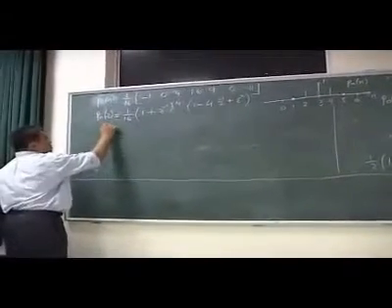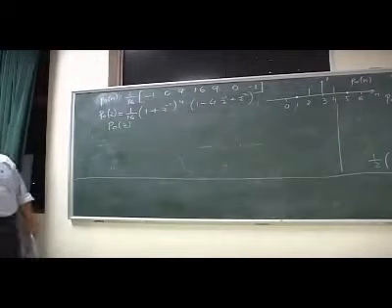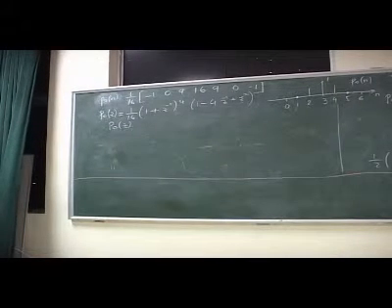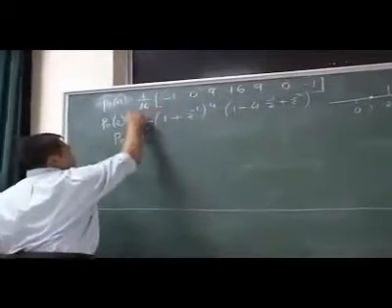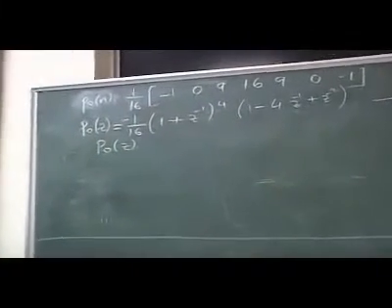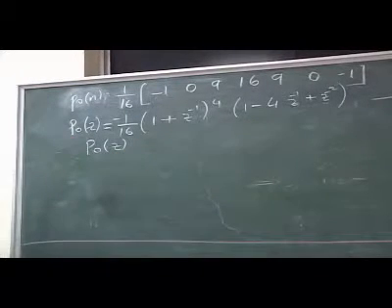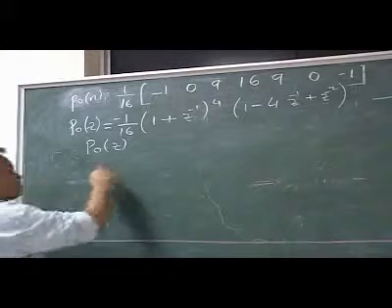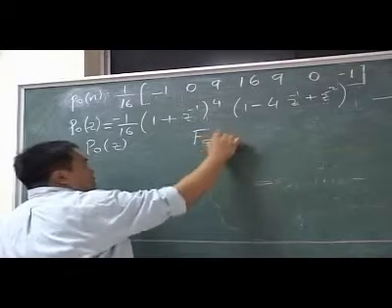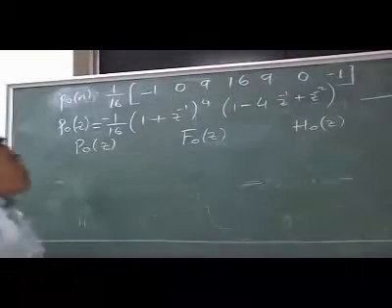So here's P naught. Would that be this minus before 1/2? Oh yeah, so this is a minus sign. Okay. You can put a minus in here if you want. Okay. P naught, F naught, and H naught.